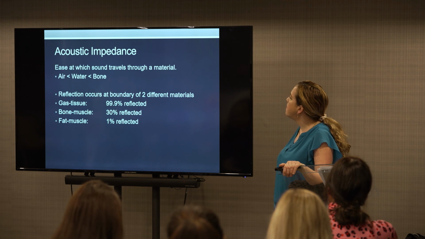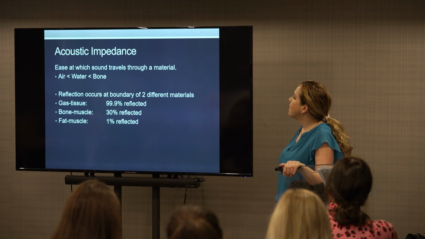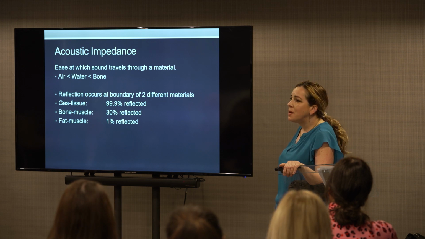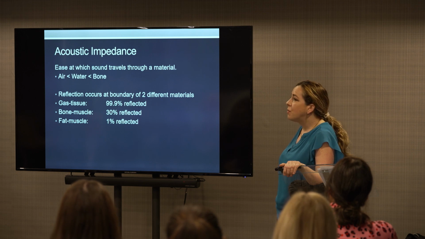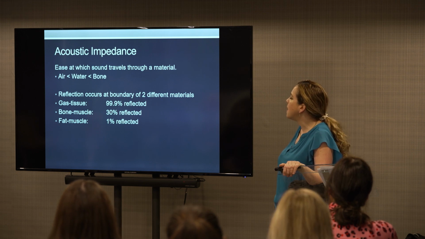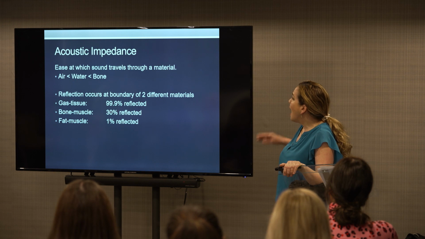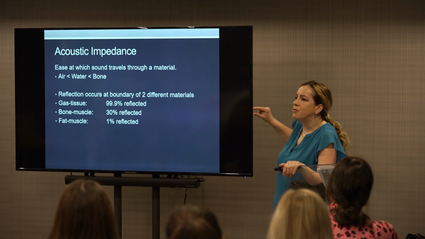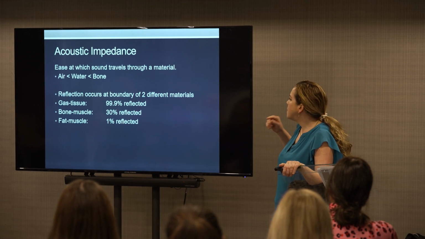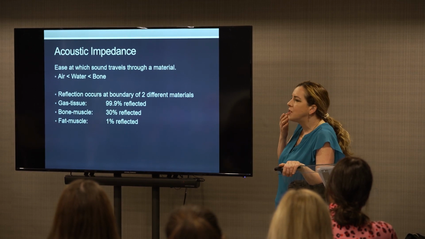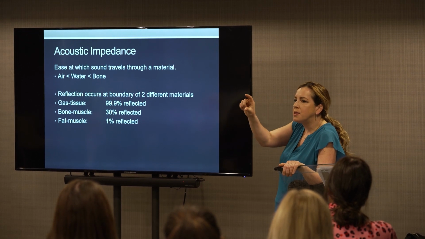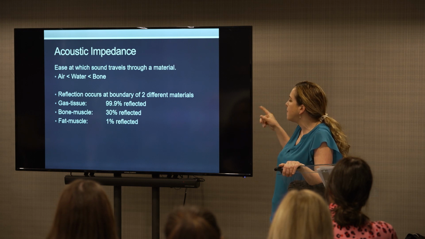So acoustic impedance is really important. This is the ease at which the sound travels through a material. So sound travels less well through air, better through water, as we know when we're swimming underwater, and well through bone. However, you've also got to counter in the reflection at the boundary of different materials. So between gas and soft tissue, almost all the beam's reflected. So that means you can't see what's happening deep to that interface. I'll show an example in a minute.